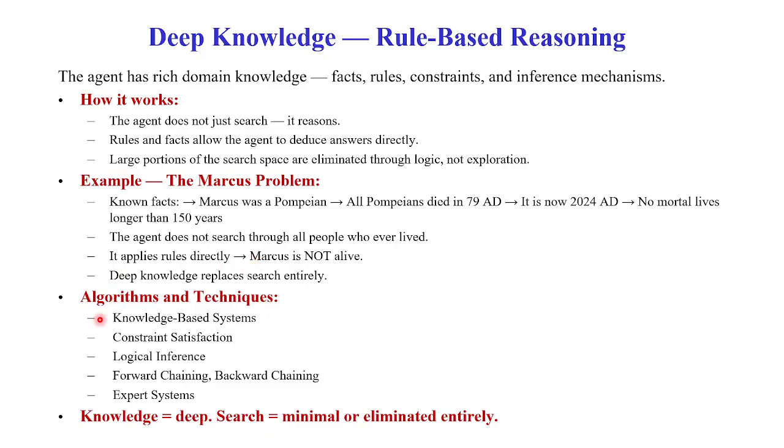Right? So what are the algorithms and techniques that can be used? You can try knowledge-based systems, constraint satisfaction problems, logical inferences. You can use forward chaining, backward chaining. Then you can go for expert systems. So when you have deep knowledge, your search is going to be minimal or eliminated directly. It means you arrive at the solution through logical inferences.